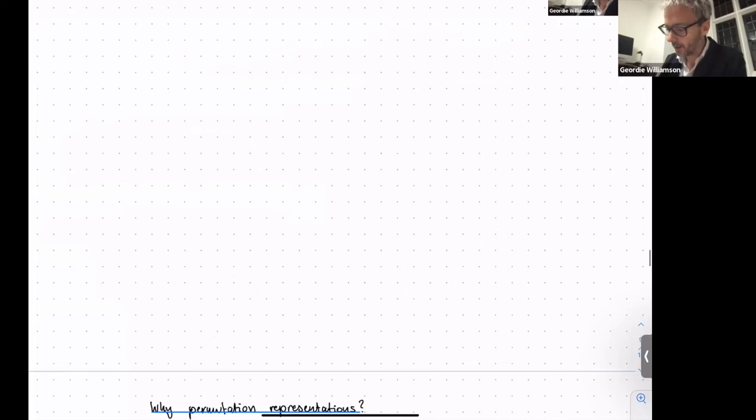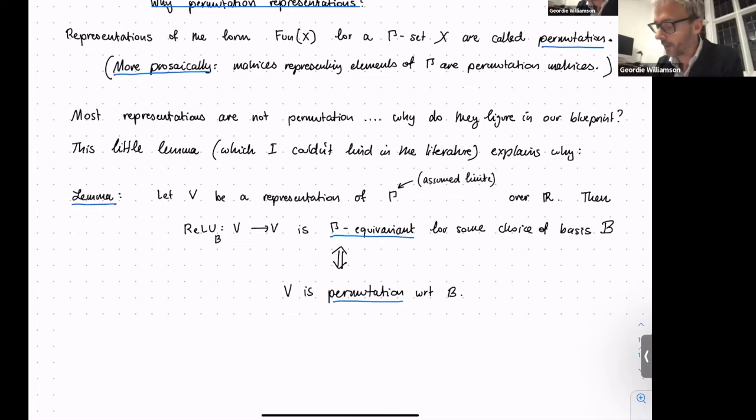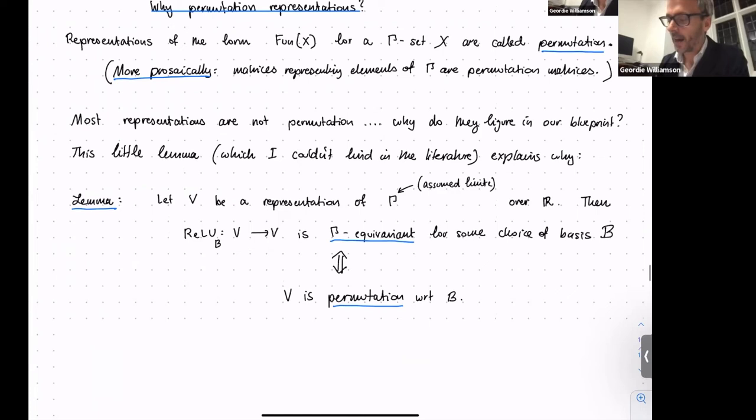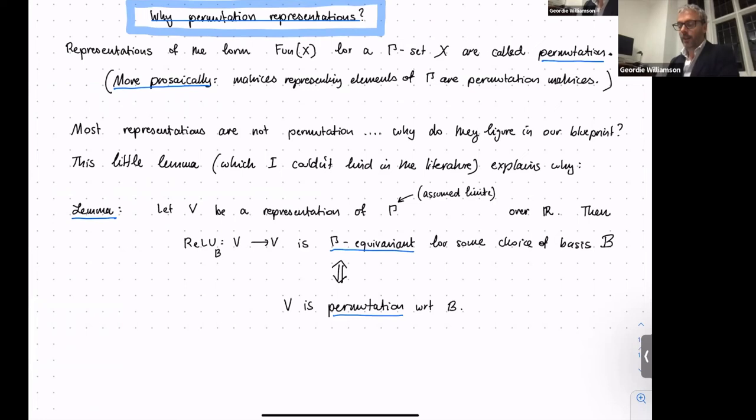Okay, so I just want to do one little bit of maths here, which is why this emphasis on permutation representations? There's a very nice little lemma. A permutation representation is just functions on a G set. And if we have a finite group, this is saying that we have a representation in which each gamma is represented by permutation matrices. And this answers the question of why permutation representations are so important. Basically, they're the only representations that support an equivariant ReLU.